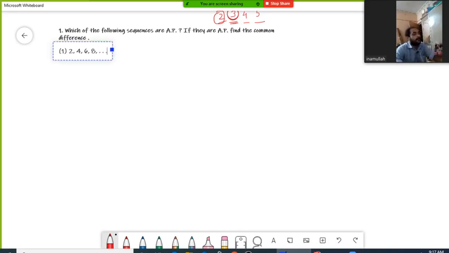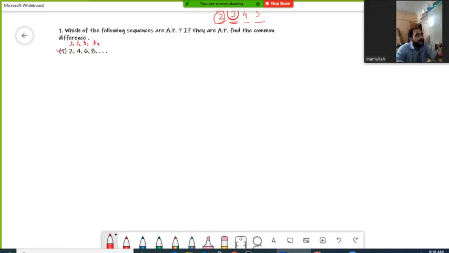In this question, we need to identify whether this given sequence is an arithmetic progression or not. So here, in this sequence, four terms are already mentioned. This is term 1. So I'll consider this 2 as term 1. This 4 is my term number 2. This 6 is term 3. And this 8 is term 4. So these are four terms: T1, T2, T3, T4.